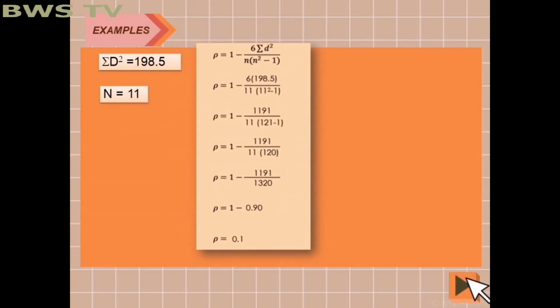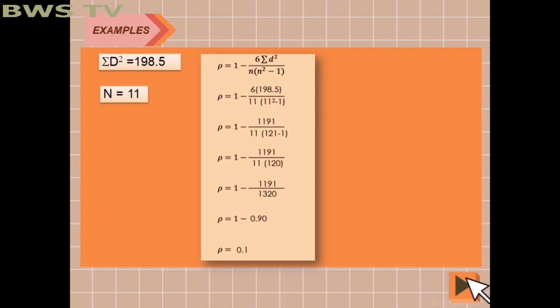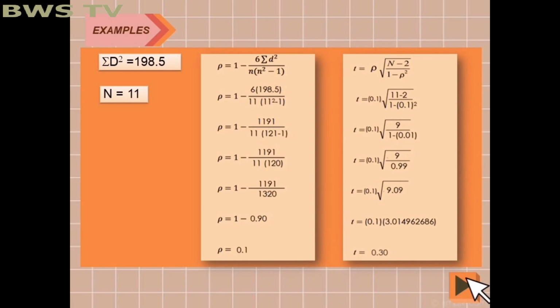So here, our summation of D squared is equal to 198.5. Our n is equal to 11. Next, we write the formula for Rho, then substitute, then solve. Our Rho is equal to 0.1. Since our n is 11, which is greater than 10, we will continue solving using the t-value. We write the t-value formula, then substitute, then solve. Our t-value is equal to 0.30.